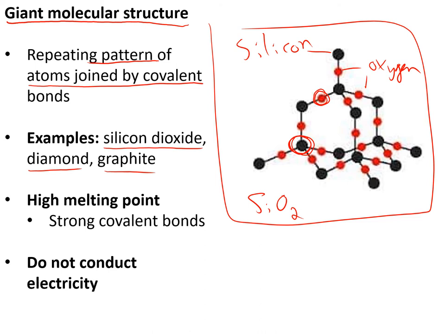Now, these have high melting points, because to allow these atoms to start moving past each other, you need to break all of these strong covalent bonds. Every one of those bonds needs to break to melt it, and that requires a lot of energy because they are strong bonds. They do not conduct electricity because there are no electrons that are free to move. The one exception to that is graphite.